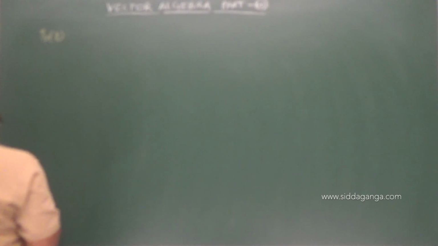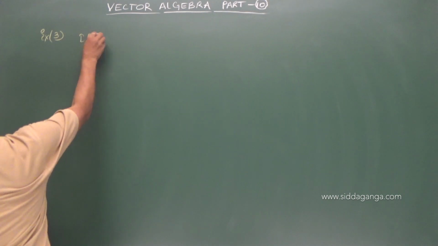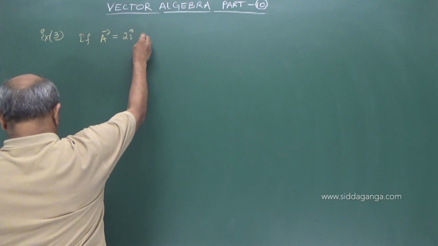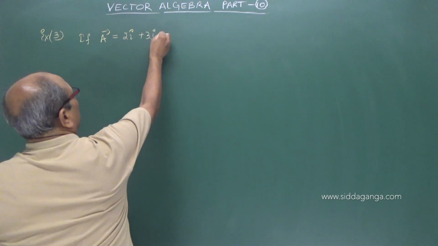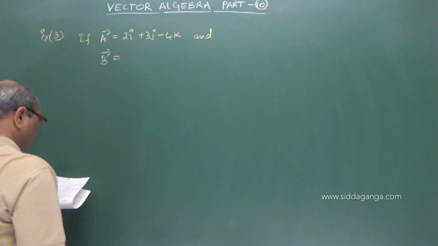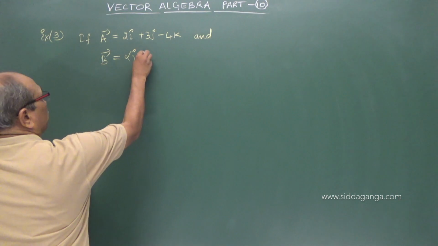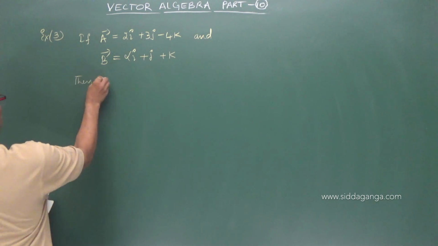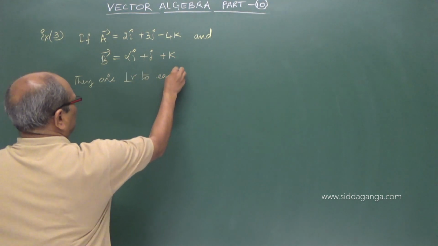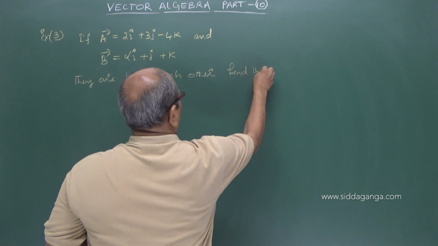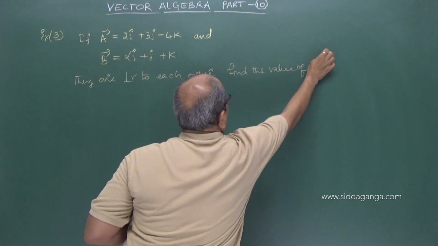Let us come to example 3. If the vector A equals 2i plus 3j minus 4k and vector B equals alpha i plus j plus k, they are perpendicular to each other. Find the value of alpha.